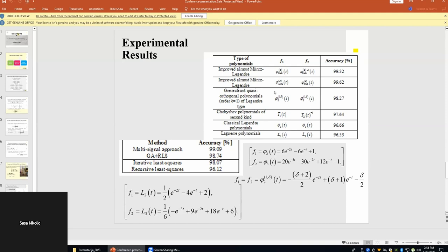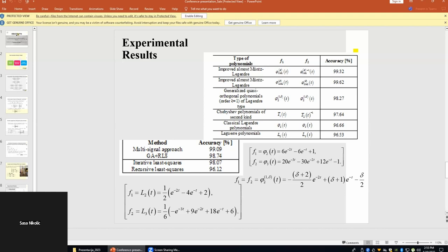Now, these results obtained by the proposed method using the improved almost orthogonal Legendre polynomials in the Hammerstein-Wiener model have been compared with well-known results obtained by the iterative least squares and recursive least squares method, the method of genetic algorithms combined with recursive least squares method, and a method for estimating the parameters of the Hammerstein-Wiener model using a multi-signal approach. The results are shown on this page.